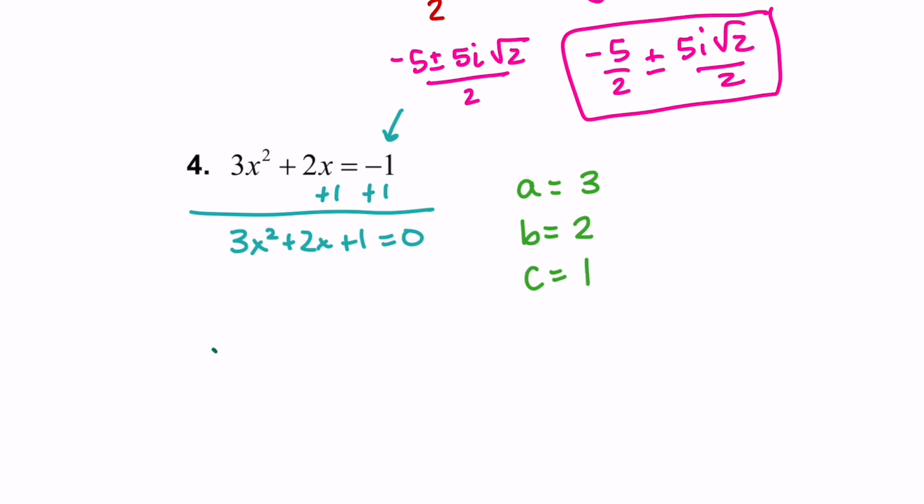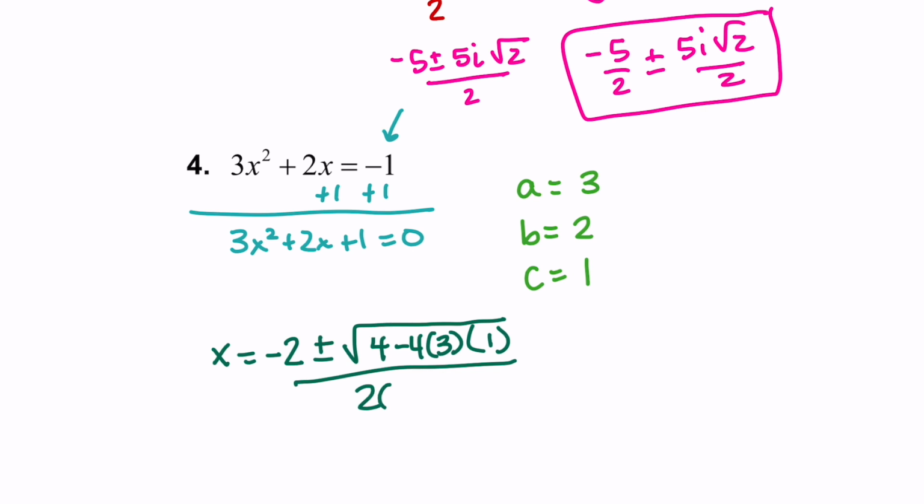Okay, using the quadratic formula, we have x equals negative b. B is 2, so negative b would be negative 2, plus or minus the square root of b squared. 2 squared is 4, minus 4 times a, which is 3, times c, which is 1, all over 2 times our a, which is 3. Now we're going to simplify underneath the square root and in the denominator. Negative 2 plus or minus, 2 times 3 gives us a 6 in the denominator.